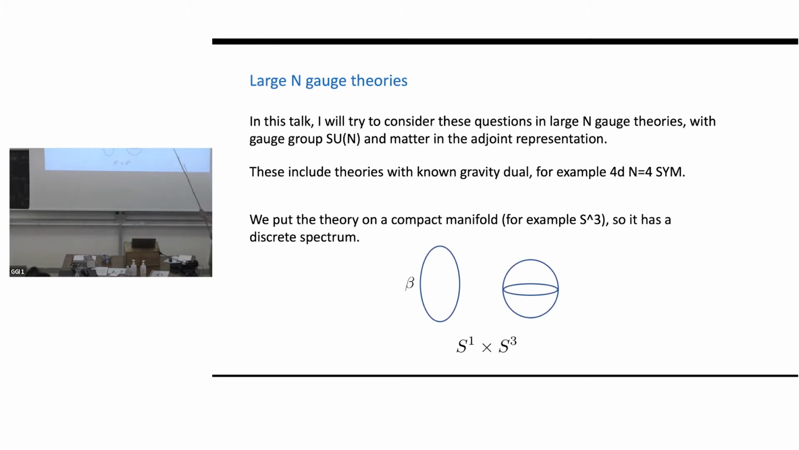So very good. In this talk, I will try to be very modest and just consider these questions in large N gauge theories. So the idea is that I would take the gauge group to be SU(N) and all the matter fields in the adjoint representation. Now, this of course includes theories with no gravity dual. For example, we could consider the 4-dimensional N=4 super Yang-Mills. Now, the idea is that we put the theory on a compact spatial manifold. So here I draw the time direction, which is a Euclidean circle. In principle, it has a complex length. The spatial manifold, we could consider, for example, S3. The crucial thing is that I want to put it on a compact manifold so that the theory has a discrete spectrum.